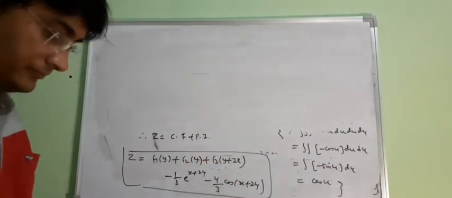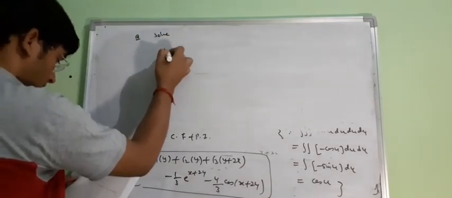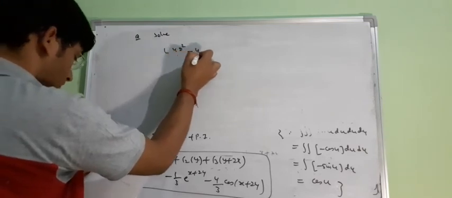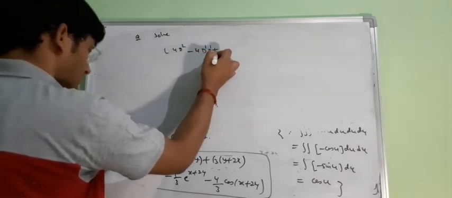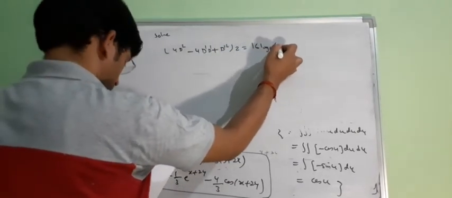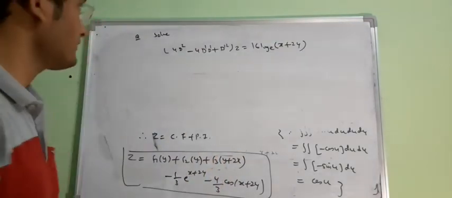Solve 4D² − 4DD' + D'² z = 16 log_e(x + 2y). Let us solve this question. Solution.